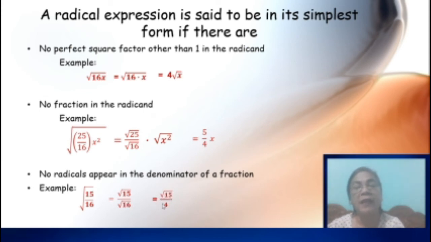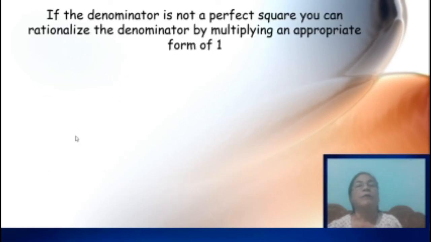Square root of 16 is 4. So this is the simplified form of square root of 15 over 16. Now, if the denominator is not a perfect square, what should we do? We could rationalize the denominator by multiplying an appropriate form of 1.